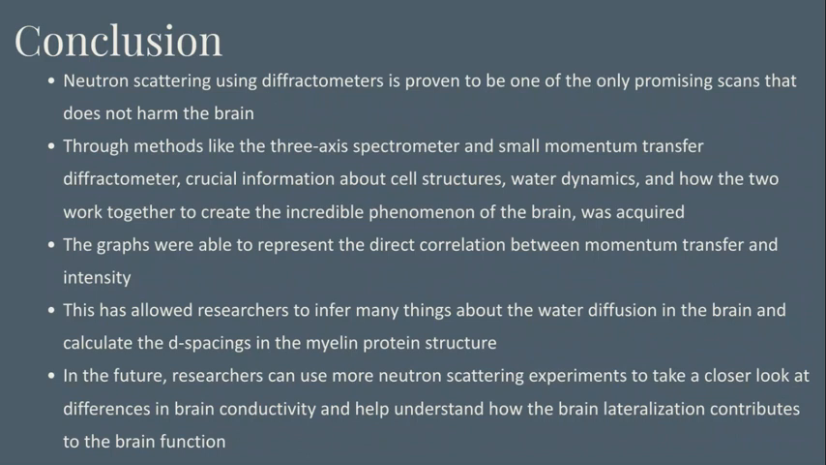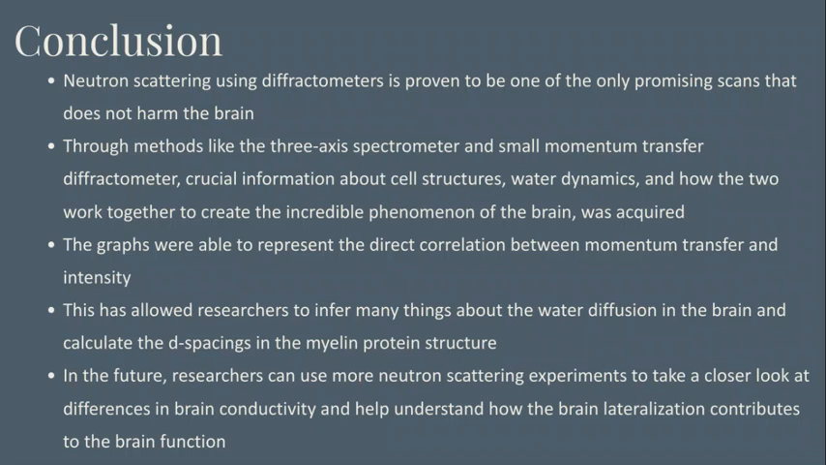To conclude, neutron scattering is proven to be one of the only promising scans that does not harm the brain. Through methods like the 3-axis spectrometer and the small momentum transfer diffractometer, crucial information about cell structures, water dynamics, and how the two work to create the brain was acquired.